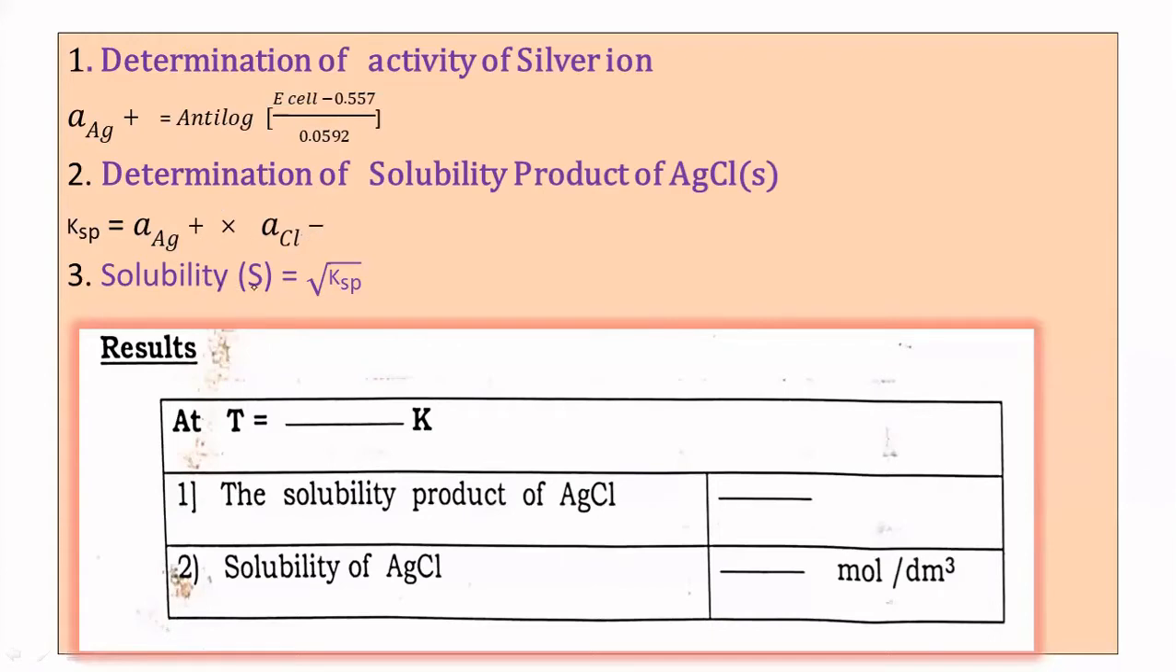And the final calculation is solubility, which is equal to the square root of Ksp. So in this way, we have to represent the results in tabular form: the solubility product of the silver chloride, that is the Ksp value, and the solubility of the silver chloride. So in this way, with the help of this potentiometer, we can determine the solubility product of the silver chloride using potentiometry by constructing a cell.